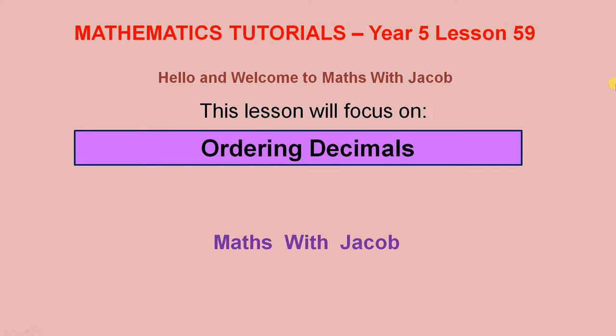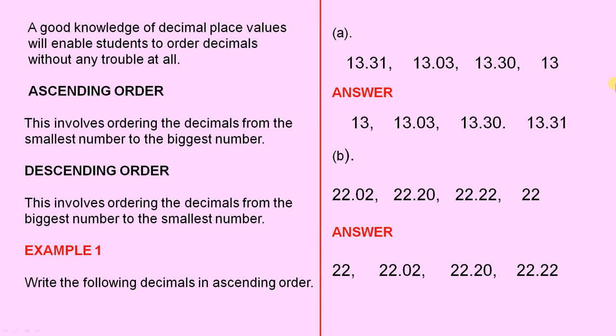This lesson will focus on ordering decimals. A good knowledge of decimal place values will enable students to order decimals without any trouble at all. Ascending order. This involves ordering the decimals from the smallest number to the biggest number. Descending order. This involves ordering the decimals from the biggest number to the smallest number.